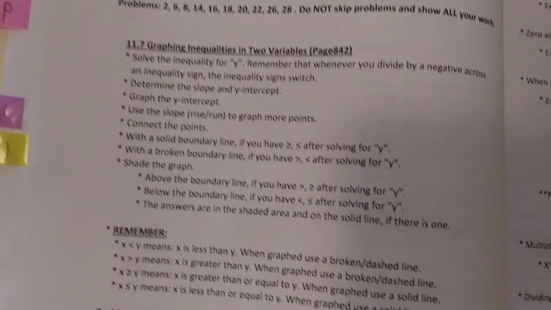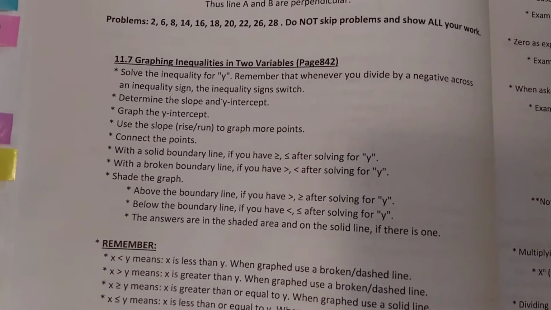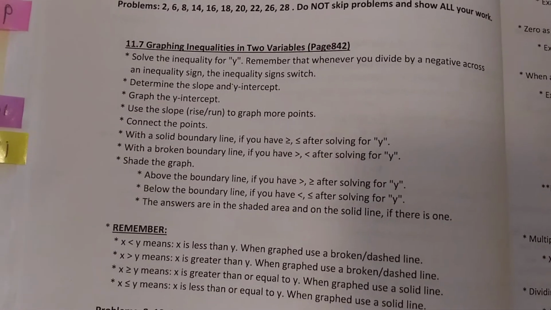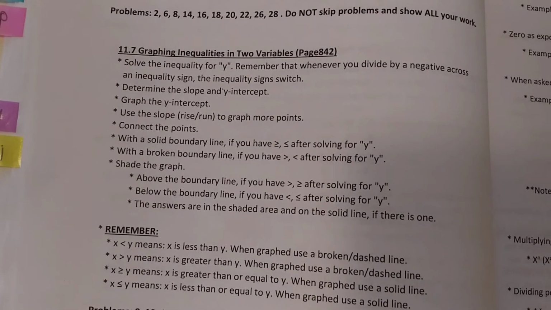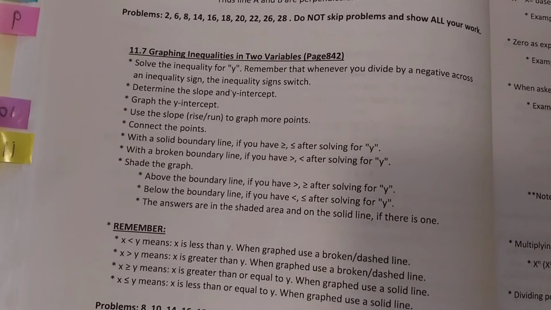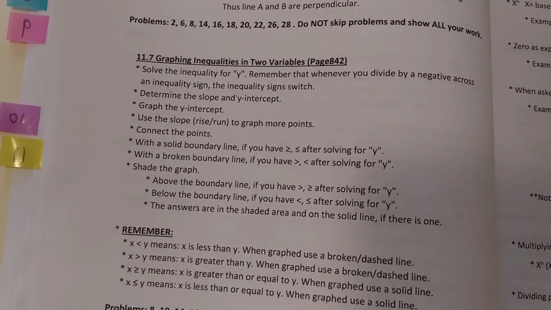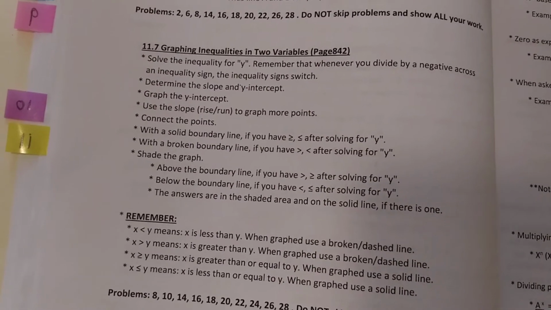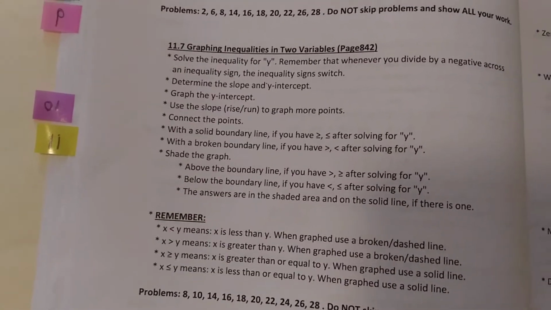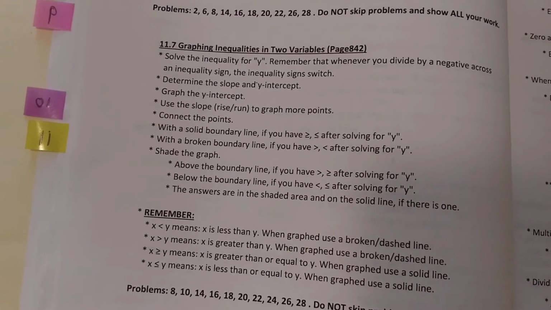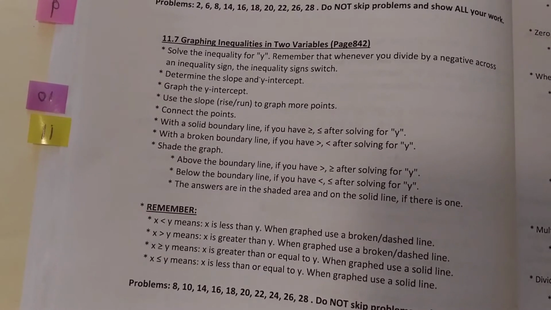Okay, so just like I was telling you earlier, Section 11.7 has to do with graphing inequalities. In order for you to solve the inequality, remember that you're going to be isolating the value across the inequality sign, just like we did last week. However, the key thing to remember is that if you divide by a negative across the inequality sign, that inequality sign is going to switch.